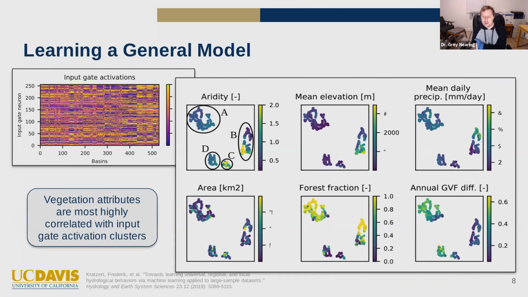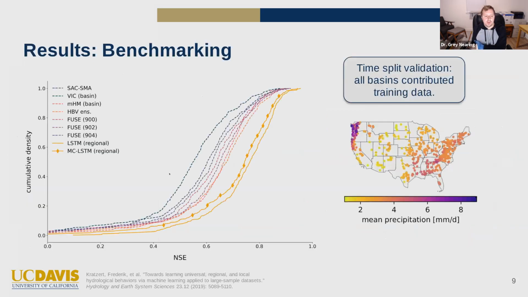I'll just point out that if we do a clustering analysis on this to see what the major first order clusters of basins are that come out of this activation layer, this hidden layer in the model, we get 4 or 5 clusters, and those clusters correlate most strongly with vegetation related information. Again, if you want to hear more about this, I'll talk about it, but I want to speed through these slides faster than I was expecting.